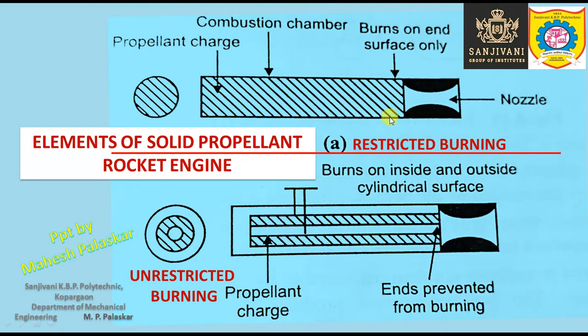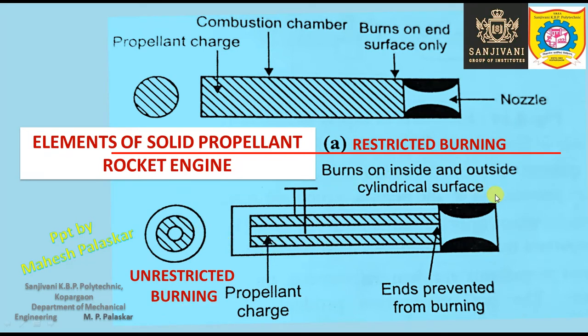So in case of the restricted burning solid propellant rocket engines, you will find that since the burning is slow, the thrust obtained will be small. Thrust obtained will be small, but the thrust obtained will be for a long time. Since the burning is slow, it will continue to burn for a long time, and therefore small thrust can be obtained for a long time in case of the restricted burning type solid propellant rocket engine. Now the other type of the solid propellant rocket engine is the unrestricted type.